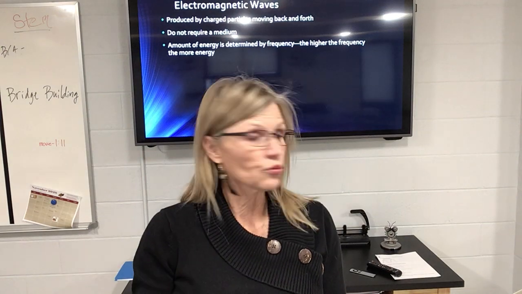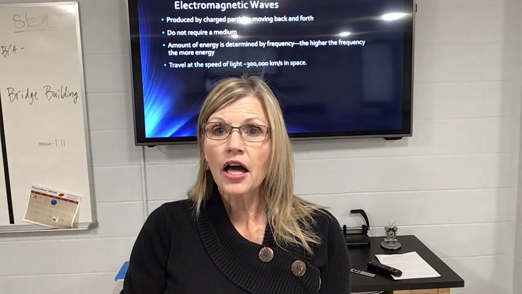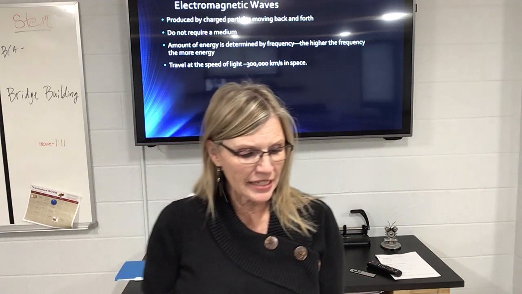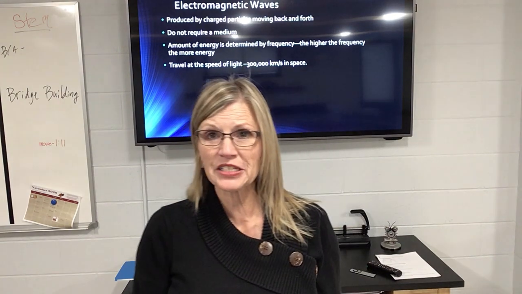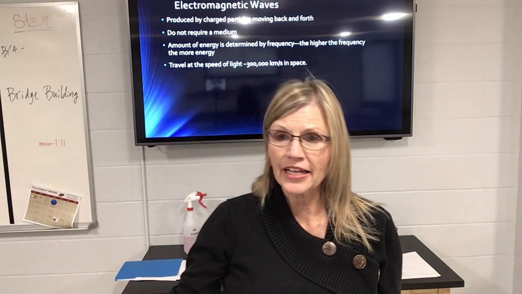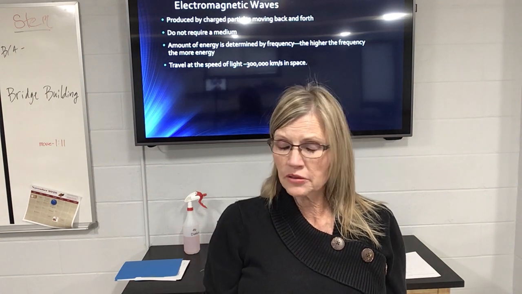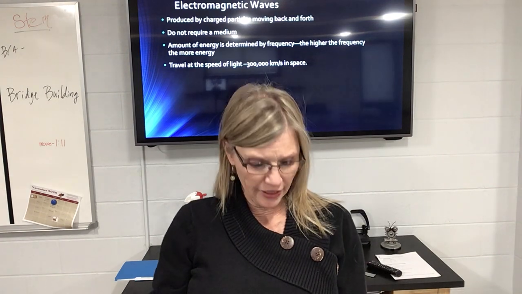So those waves that are really close together, wavelengths that are really close together, have more energy than those that are spread out. Electromagnetic waves travel at the speed of light, which is 300,000 kilometers per second in space. That's so it doesn't bump into any molecules of air. It's a little bit slower, not much, when it's down here in our atmosphere where there is air.